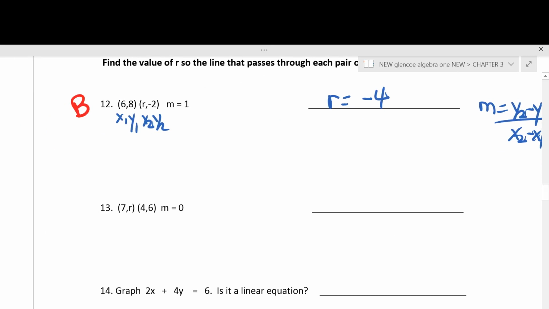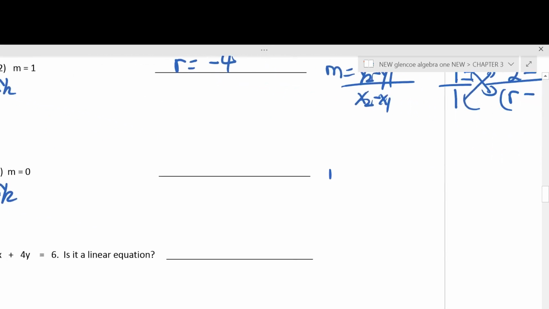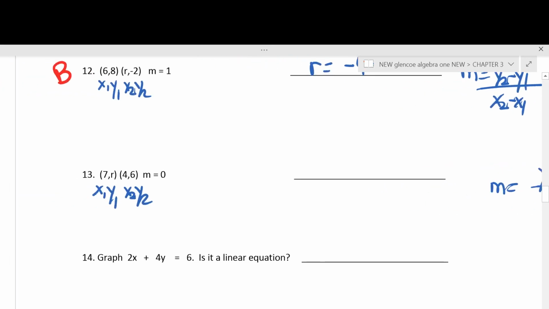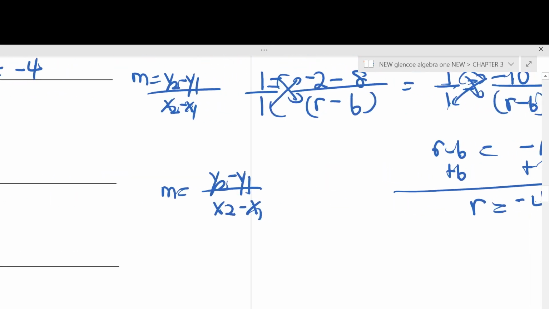Next: 7, r, 4, 6, and a slope of 0. Label x1, y1, x2, y2. M equals 0, y2 minus y1 over x2 minus x1, and we get 0 equals 6 minus r over 4 minus 7.